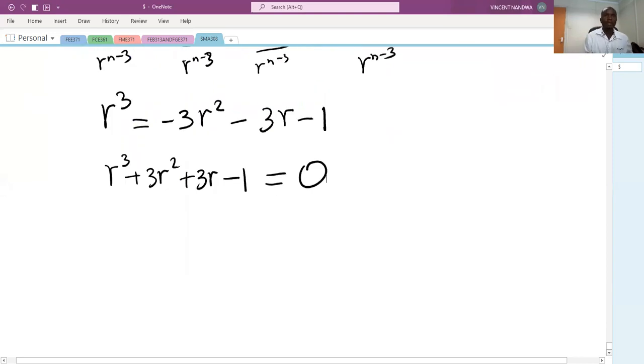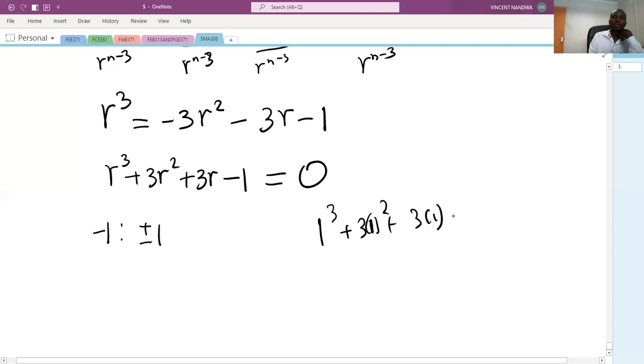So for this given equation, which is cubic, we use the constant term to get the factors. The constant term is 1, so the factors are plus or minus 1. So we try to fix 1 in this equation. We'll have 1 cubed plus 3 times 1 squared plus 3 times 1 plus 1. So this is not 0. So 1 will not work.